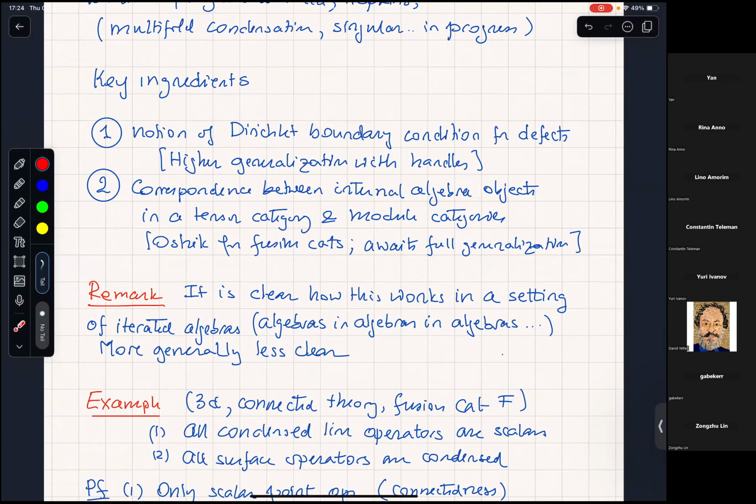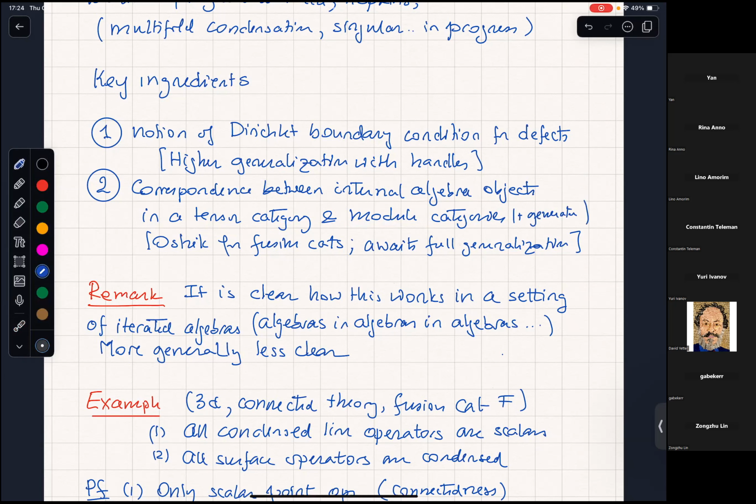So the correspondence is easy to state. If you have an internal algebra object, you have a category of internal modules for it, which is a module category for the ambient category. And going back, if you have a module category, and I should have added here, with a generator, plus a generator, a preferred generator.